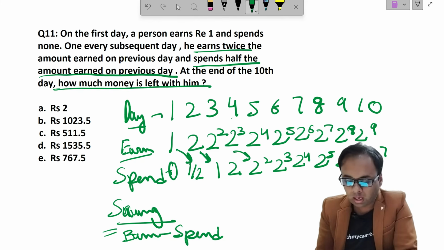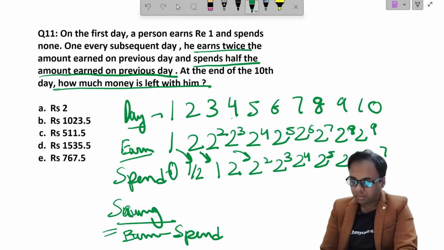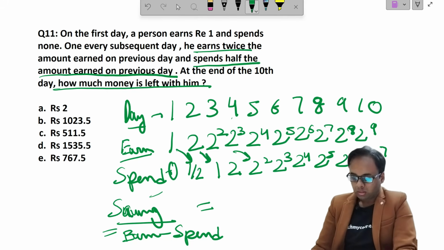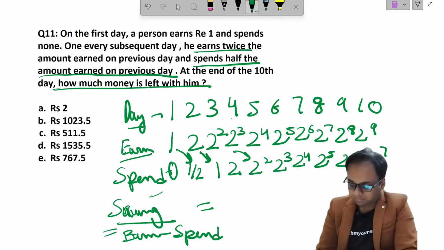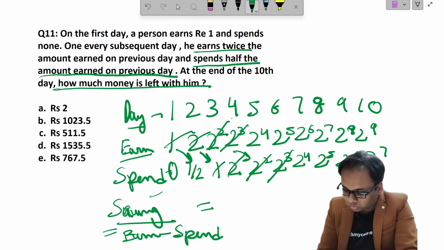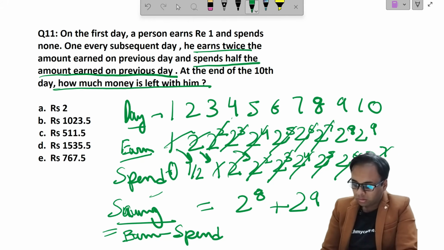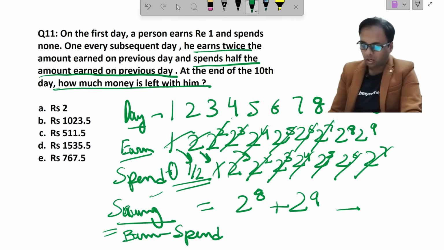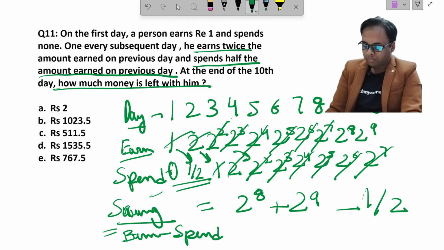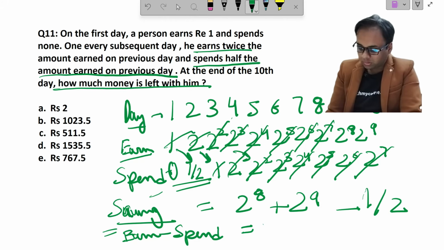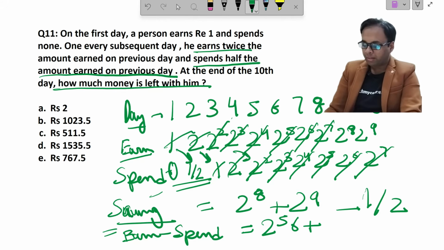Now the question is asking at the end of 10th day, how much money is left with him? We have to just do earning minus spending, which is subtracting the spending part from the earning part. So clearly, if we talk about the subtraction, we can see that 1 is being cancelled by 1, 2 by 2, 2 square by 2 square, 2 cube by 2 cube, 2 to the 4 by 2 to the 4, 2 to the 5, 2 to the 6 by 2 to the 6, 2 to the 7 by 2 to the 7. So what remains is 2 raised to the power 8 plus 2 raised to the power 9 minus what remains in this row? In this row, only half remains, minus half. So what is 2 raised to the power 8? It is 256. And what is 2 raised to the power 9? It is 512 minus half. So what comes out?